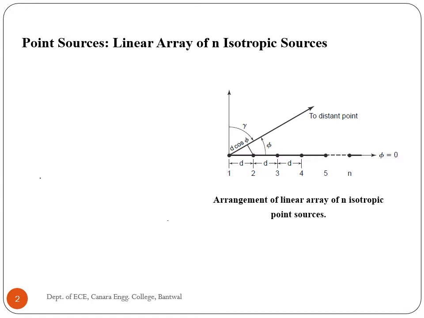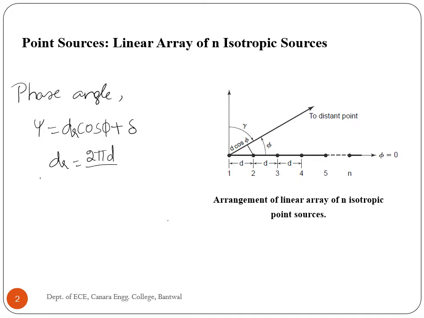Linear array of n isotropic sources. Consider a linear uniform array of n isotropic point sources. The total phase angle xi is dr cos phi plus delta, where dr is 2 pi d by lambda, which is equal to beta d.